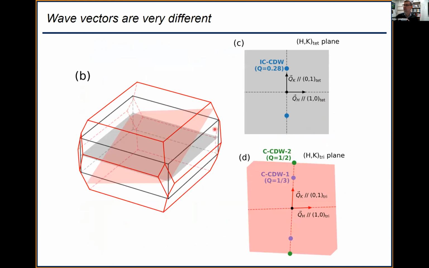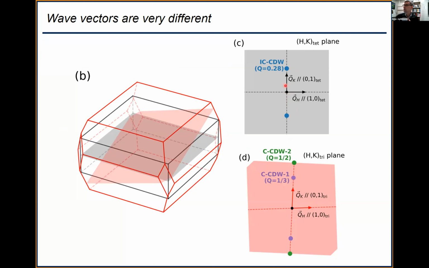So this is what the Brillouin zones look like. The black is the Brillouin zone in the tetragonal cell. The red is the triclinic cell, the way we defined it. And you can see there are two planes here. There's a gray plane, that's the HK plane in the tetragonal cell. The red is the HK plane in the triclinic cell. And so this incommensurate CDW at 0.28 is sitting at these two points in this gray plane. In the triclinic planes, this thing we call CDW2 is sitting at this point.